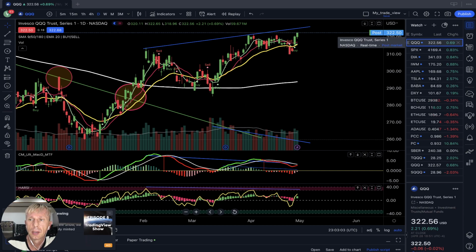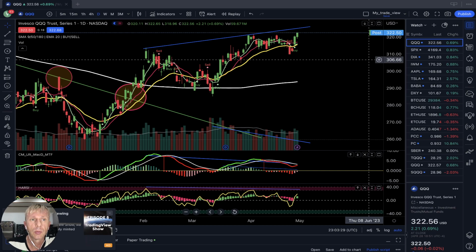QQQ plus 70% up, SPY almost 1% up, SPX, Dow Jones almost 1% up, IWM almost 1% up, three quarters of a percent up, Apple, Tesla 2.5% up, BABA just a quarter, and the dollar is flat, but it's turning green.